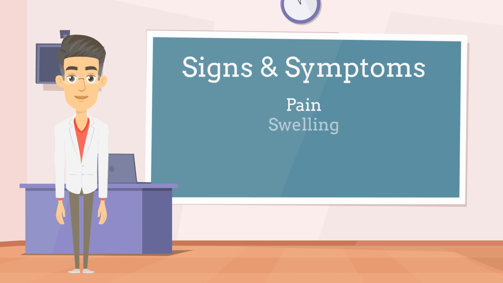Swelling. Swelling around the knee joint is a typical response to a sprain. It happens because the body releases fluid and blood to the injured area as part of the inflammatory process. Swelling can cause stiffness and a feeling of tightness in the knee.